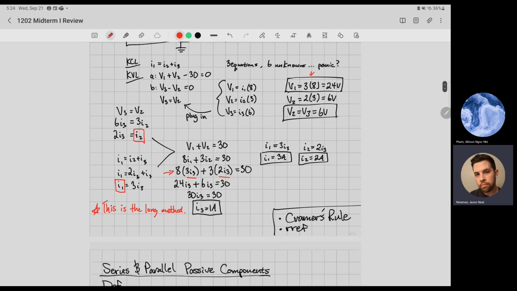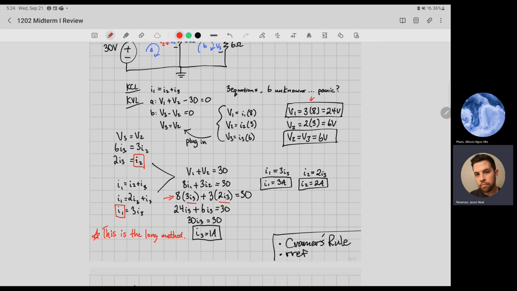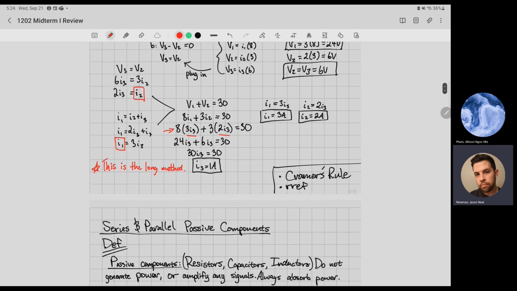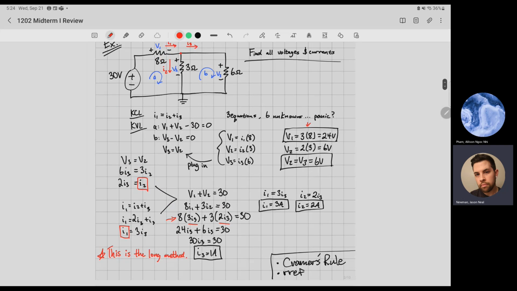Whenever you guys start taking linear algebra, pay attention to Cramer's rule and row reduced echelon form. These are some of the most important methods of solving equations. So keep that in mind. Any questions on this problem before I move on?